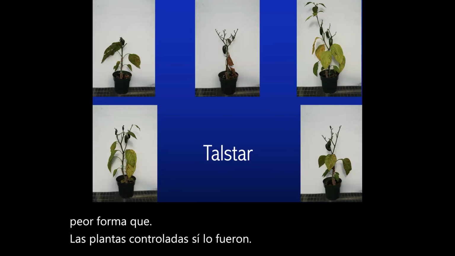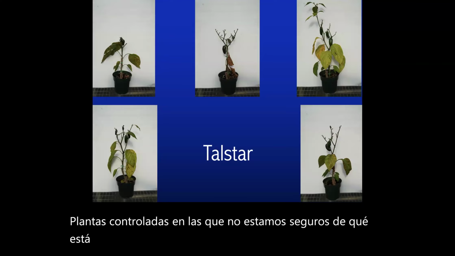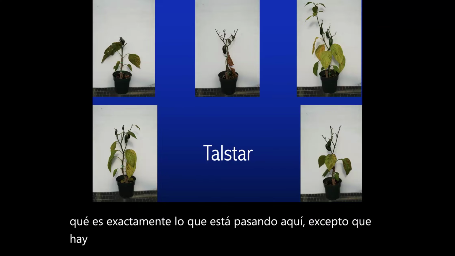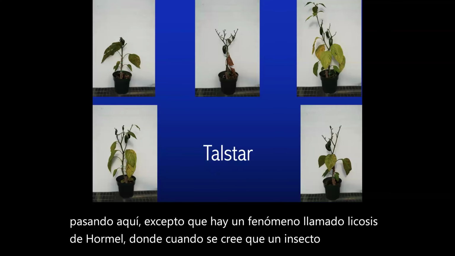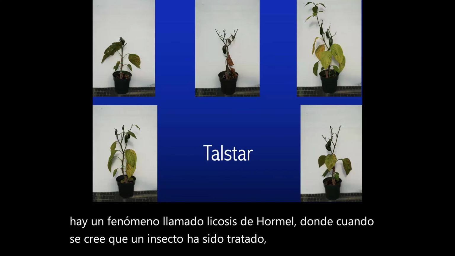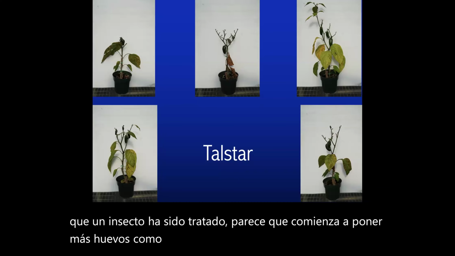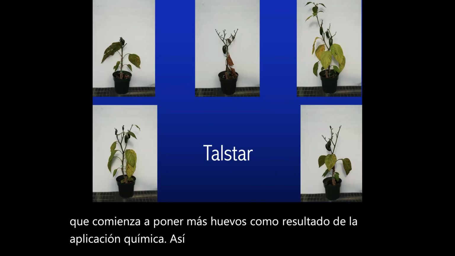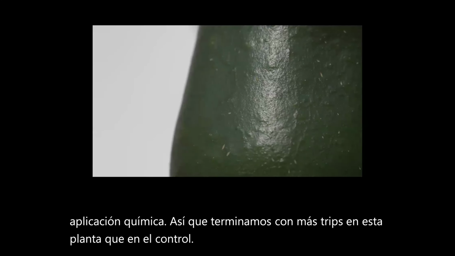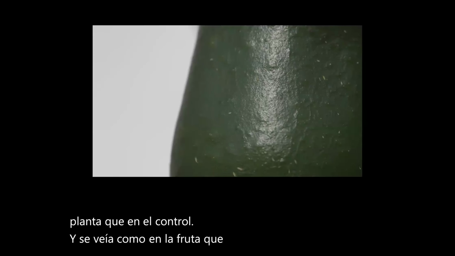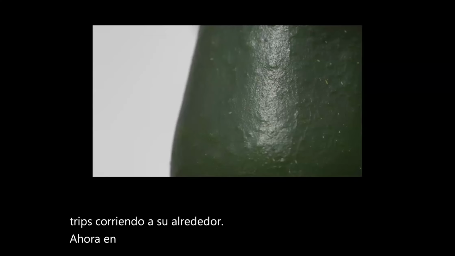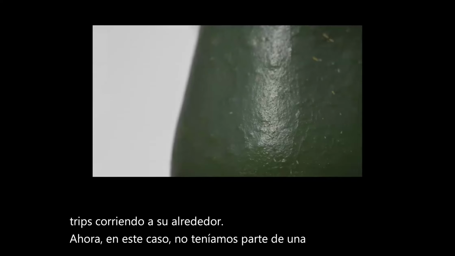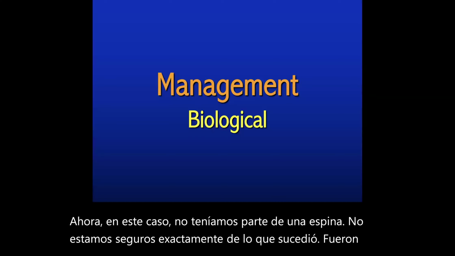We're not sure exactly what's going on here, except there's a phenomenon called hormoligosis, where when an insect has been treated, it appears that they start laying more eggs as a result of the chemical application. So we ended up with more thrips on this plant than the control, and it looked like on the fruit that they were going to carry the fruit away. There were so many thrips running around on it. Now, in this case, we didn't have parvispinus. We're not sure exactly what happened. They were displaced by the chili thrips.